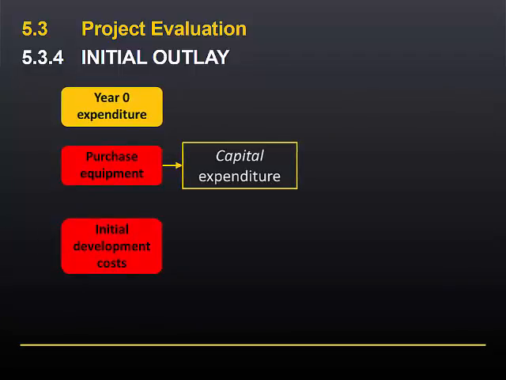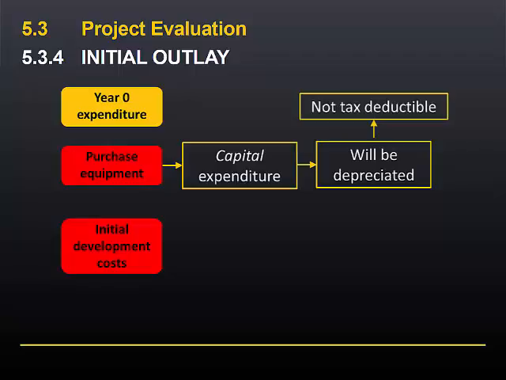Ordinarily, the purchase of equipment is classed as capital expenditure. If expenditure is classed as a capital item, it means that it will be depreciated over the life of the asset rather than being tax deductible when the cash flow occurs.